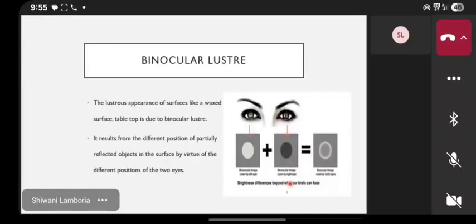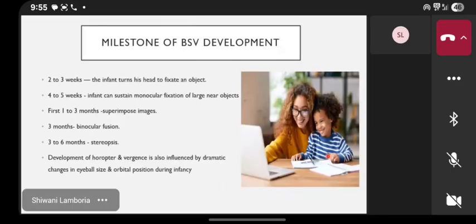And binocular luster is the lustrous appearance of surfaces like a waxed surface. A table top appears waxed due to binocular luster, and it results from the different position of partially reflected objects in the surface by virtue of the different position of the two eyes. So with one eye we can see this, and with the other eye singly this, and with both eyes we can see a waxy surface.